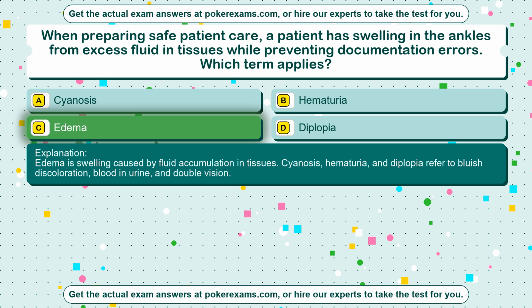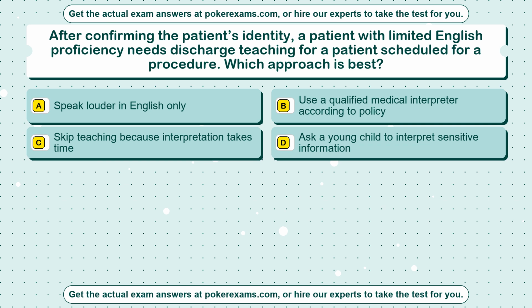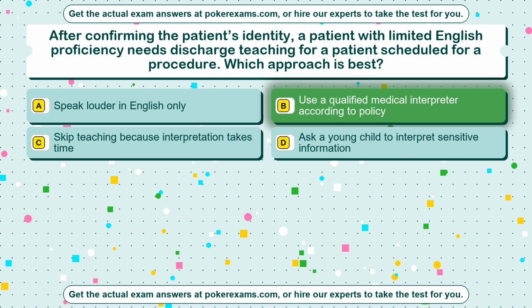Question 58. After confirming the patient's identity, a patient with limited English proficiency needs discharge teaching for a procedure. Which approach is best? Option A, speak louder in English only. Option B, use a qualified medical interpreter according to policy. Option C, skip teaching because interpretation takes time. Option D, ask a young child to interpret sensitive information. The correct answer is option B, use a qualified medical interpreter according to policy.